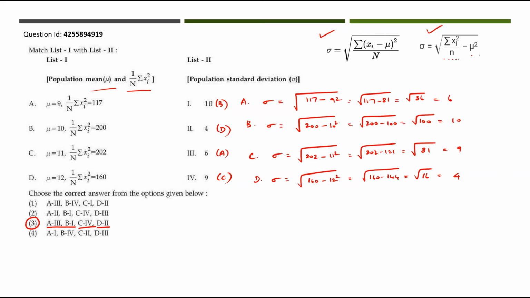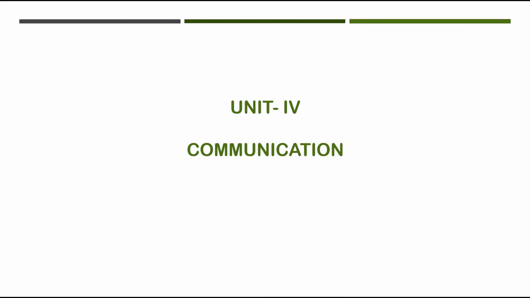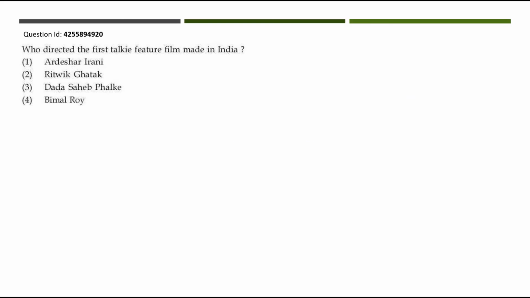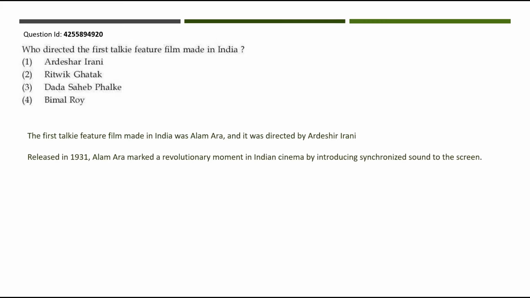We have completed Unit 2. We will move to Unit 4, Communication. Who directed the first talkie feature film made in India? The first talkie feature film made in India was Alam Ara and it was directed by Ardeshir Irani. Released in 1931, Alam Ara marked a revolutionary moment in Indian cinema by introducing synchronized sound to the screen. Ardeshir Irani. Option number 1 will be the right answer.